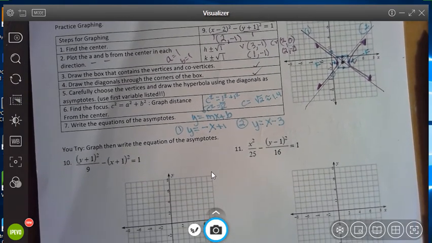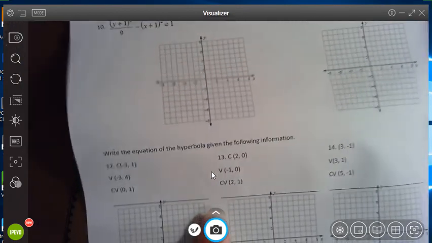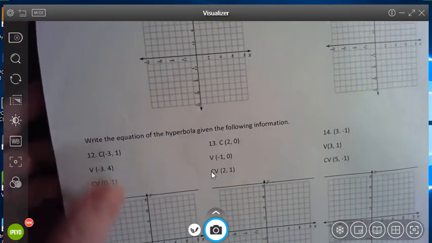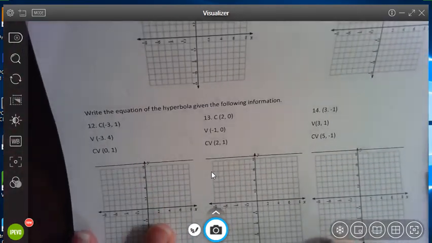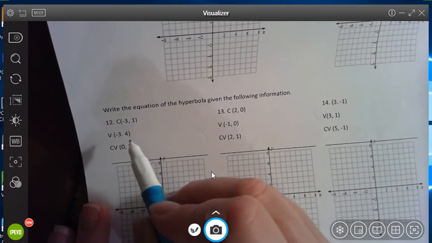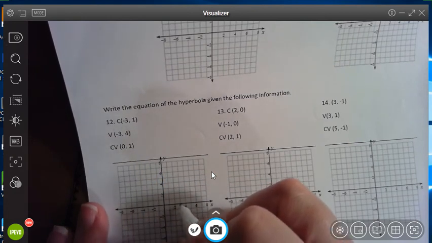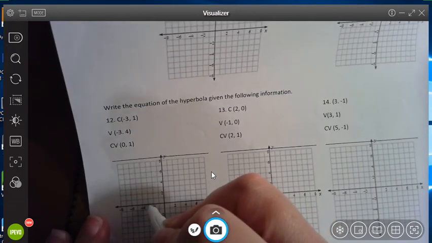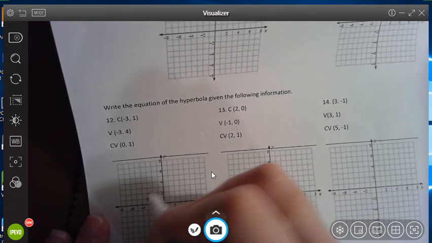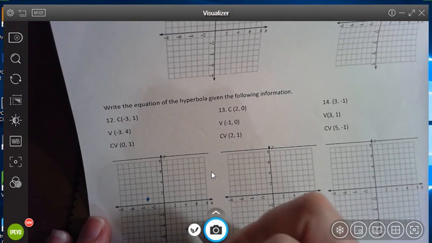I will have the vertices on there. I will have the foci. And what I'm going to do is skip down here and show you how to do this bottom one. Okay? I'm going to do this one and then I'm going to stop. All right? So the easiest way to show you this one, the center is at -3, 1. Right there. That's the center.